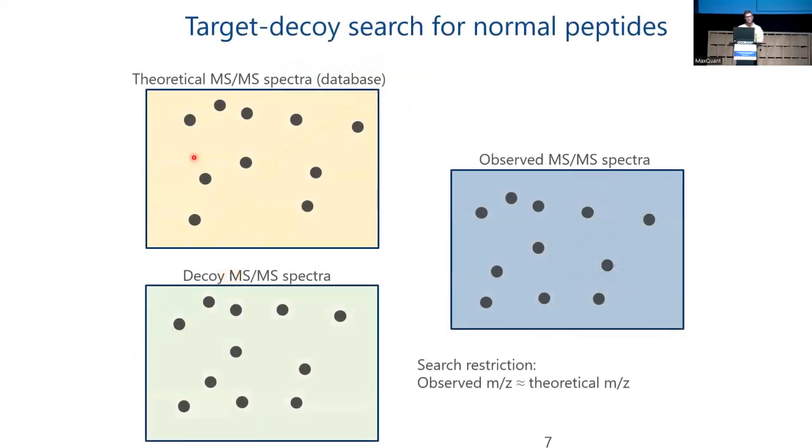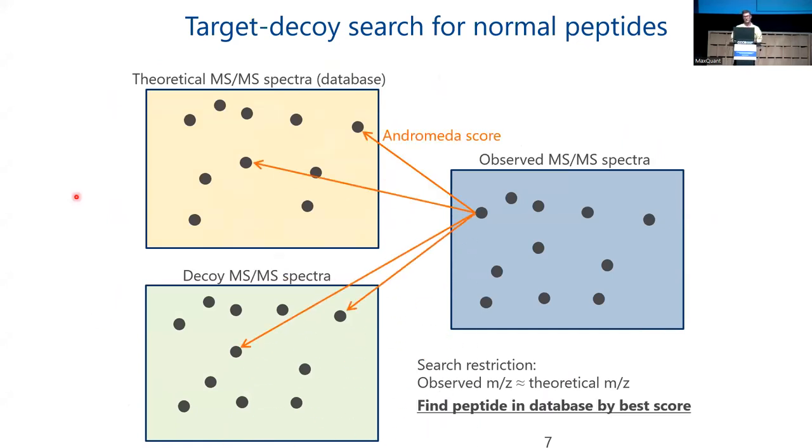So to dive into the dependent peptide search algorithm, we first should look into the conventional Andromeda search algorithm. Here, we construct theoretical MSMS spectra database from the FASTA file we've been supplied. From here, we construct a decoy MSMS spectra database, and then we score and identify observed MSMS spectra against theoretical and decoy MSMS spectra database. I will be naming those target decoy database in the future.